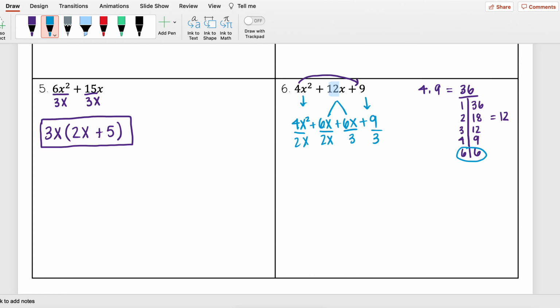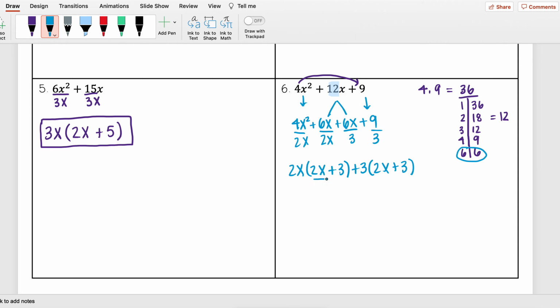So factoring out 2x from my first pair, I have 2x times 4 divided by 2 is 2. X squared divided by x is x. 6 divided by 2 is 3. X divided by x is just 1. And then I'm going to do the same thing with the second pair. So my GCF of 3 is going to go out in the front. 6x divided by 3, I get 2x, plus 9 divided by 3, which is 3.